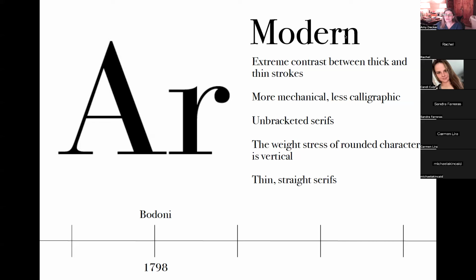Oh, I see a question. Do all the terms explained before apply to both serif and sans serif typefaces? Yes, they do. Good question.